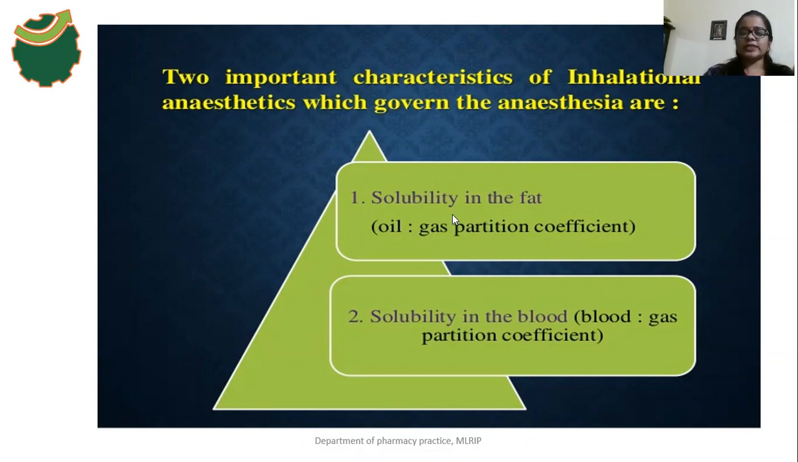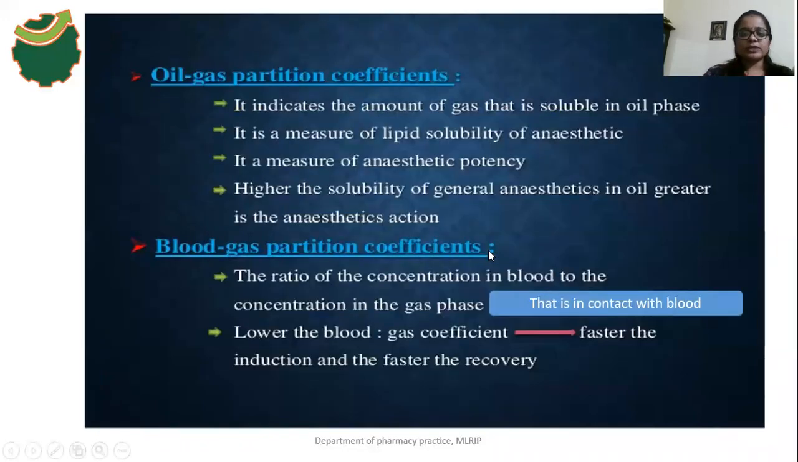Solubility in the fat is called the oil gas partition coefficient, and solubility in the blood is called the blood gas partition coefficient. So what is the oil gas partition coefficient, and what is the blood gas partition coefficient? The oil gas partition coefficient indicates the amount of gas that is soluble in the oil.